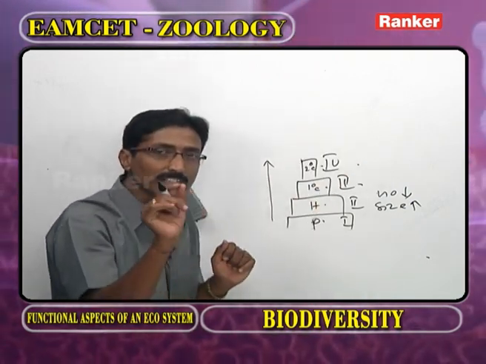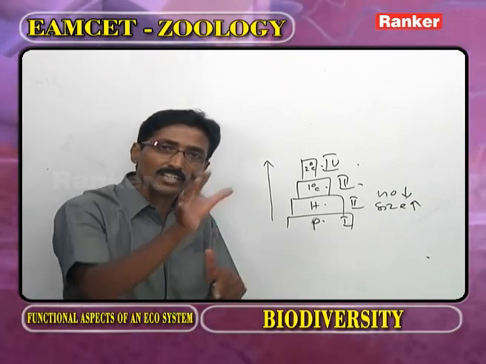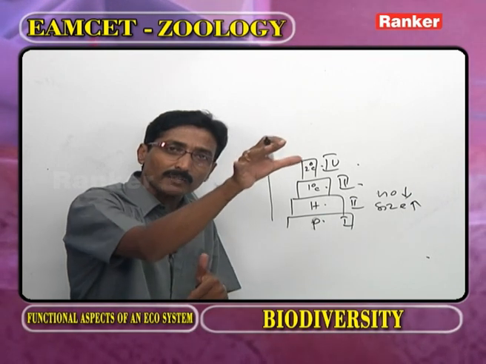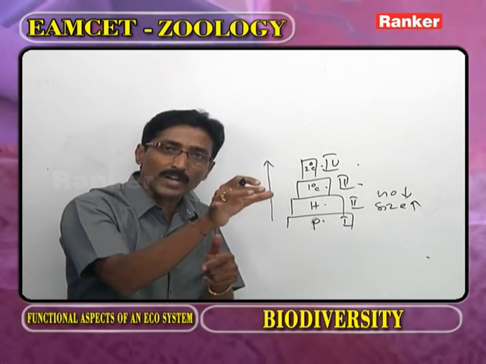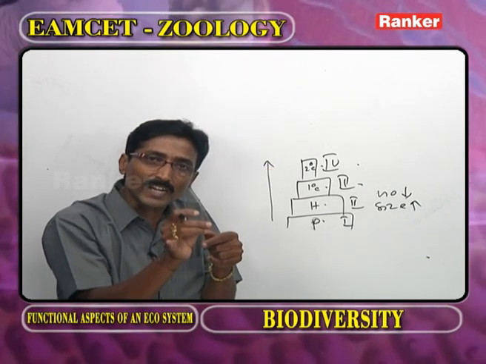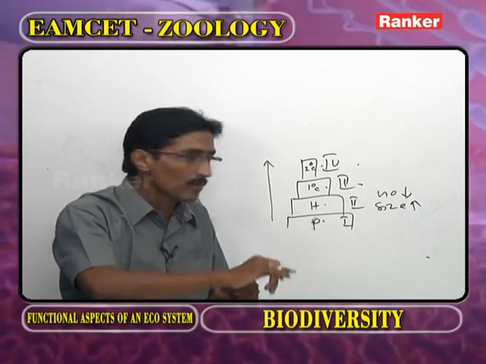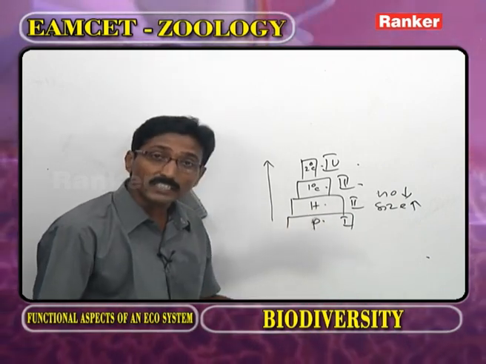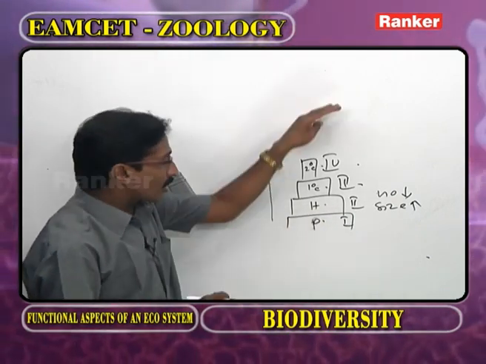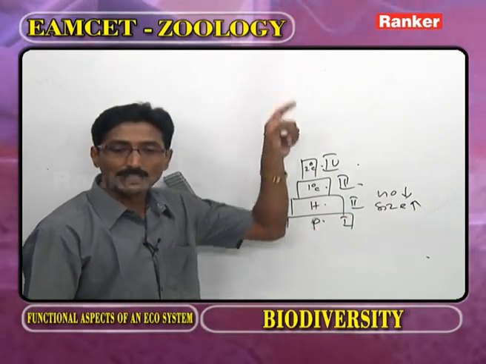But here and there some exceptions are present. In the case of parasites, as trophic level increases, the number increases. In the case of a pond ecosystem, as trophic level increases, the number decreases. Already we discussed the pyramid of biomass. But generally, as trophic level increases, the number decreases, but the size of the animal increases.